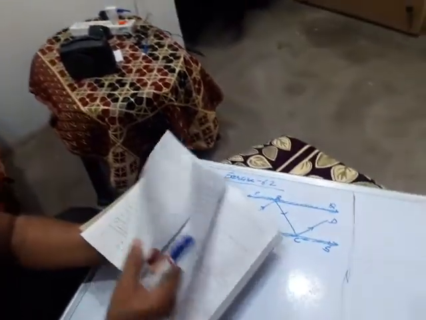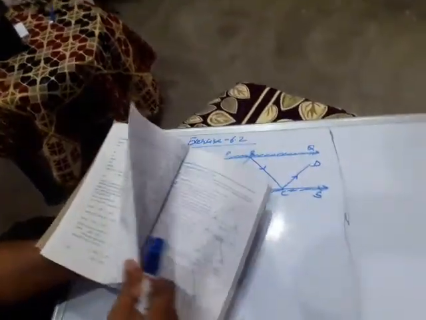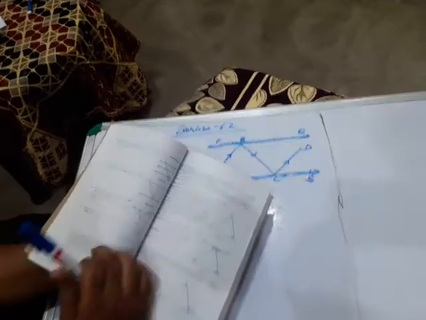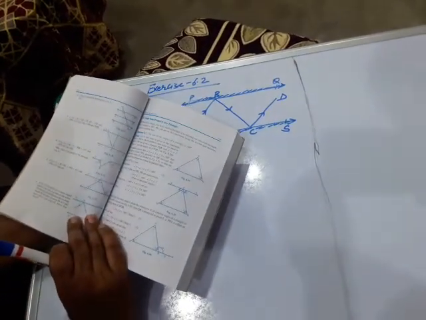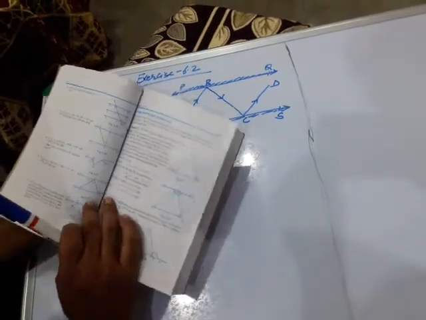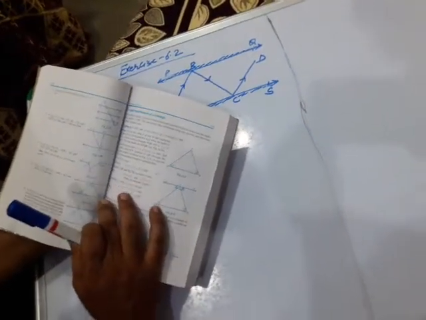Let us today start exercise 6.2. Let us begin with question number 6. Question number 6 is a very important question, and this is the difficult question of this exercise.